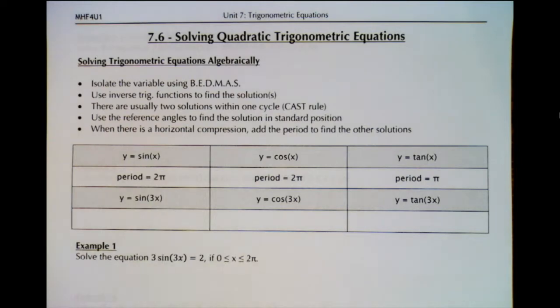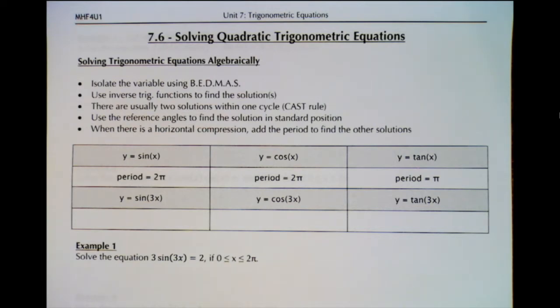If you want a little bit extra practice, you can watch this video and it'll help you reset the framework for solving a trig equation in general, and then we'll apply it to the quadratic. So here we go. If you're solving a trig equation algebraically, your goal is always to isolate for the variable using BEDMAS, and then using inverse trig functions to find the solutions. Typically there's two solutions within one cycle of the CAST rule, and you use the reference angle you solve for to find the solutions from standard position. When there's a horizontal compression, though, you have to add the period to find the other solutions.